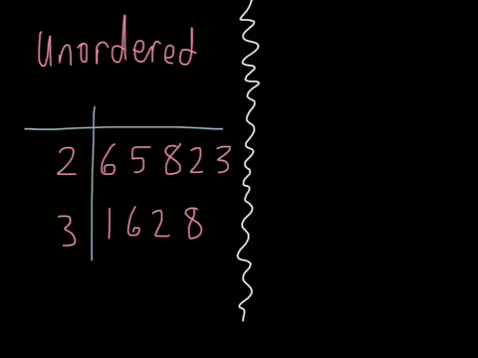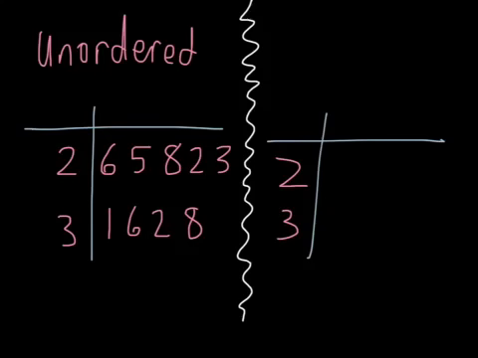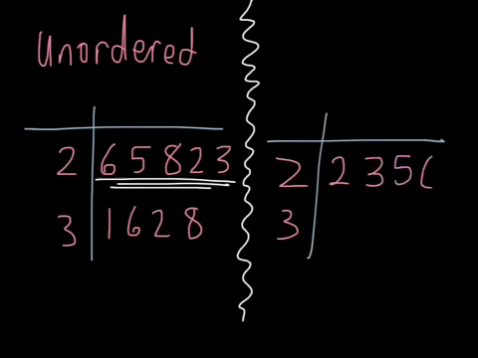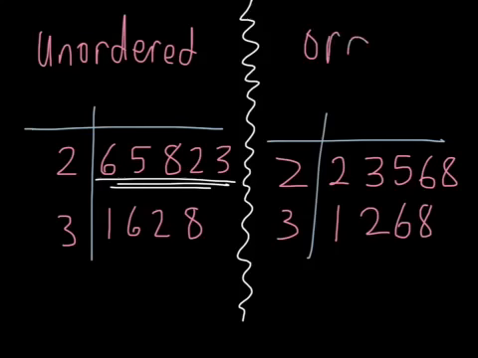Now, I can quickly create an ordered one that has exactly the same stems, but this time, when I look at these numbers, I can arrange them from smallest to largest. So the 2 goes first, then the 3, 5, 6, and 8. And here these are almost in order, 1, 2, 6, 8. And now I have my ordered stem and leaf plot that's all completed.